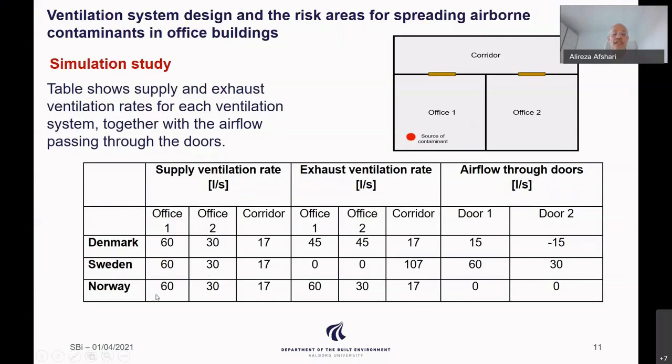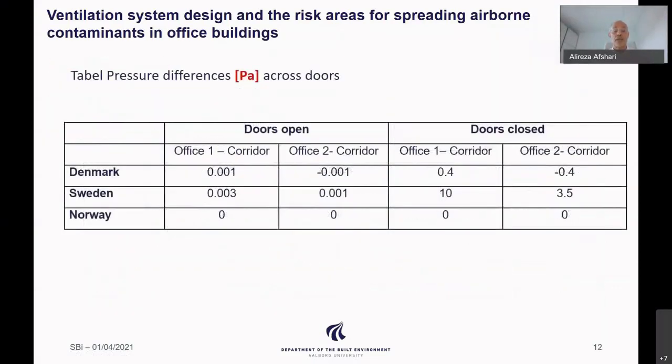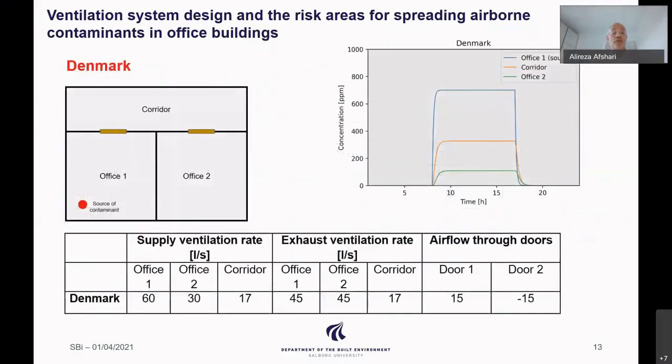For Norway, we have 60, 30, 17, and at room level you have the balanced mechanical ventilation system. So you have, of course, 60, 30, 17. And 15 here as a minus means that the air from one room can go to another room. Here is some calculation regarding the pressure differences when the door is open and when the door is closed. We go for the result of the calculation.